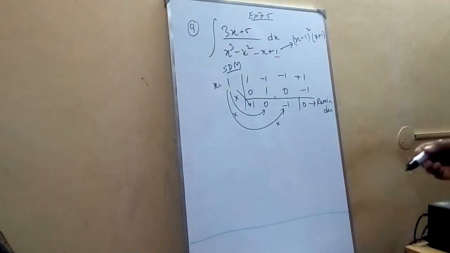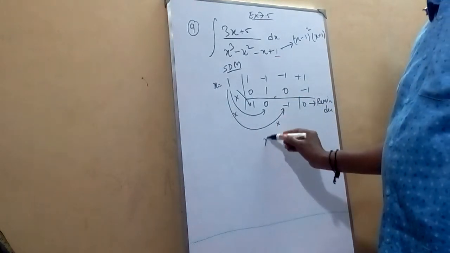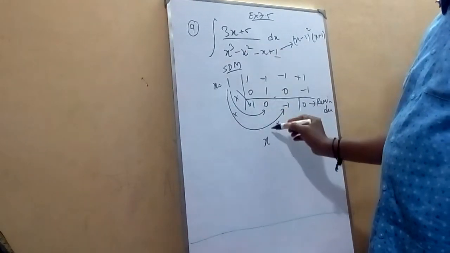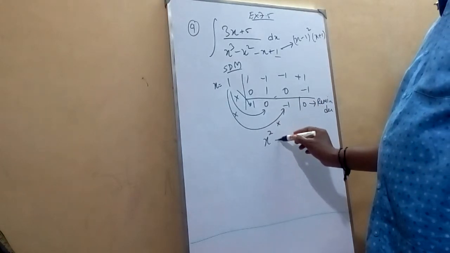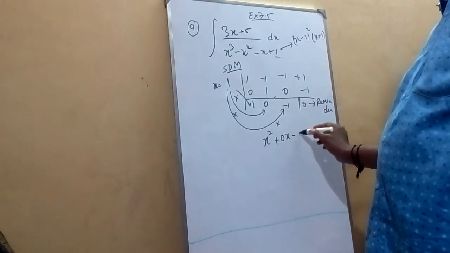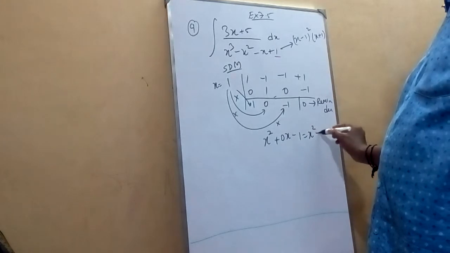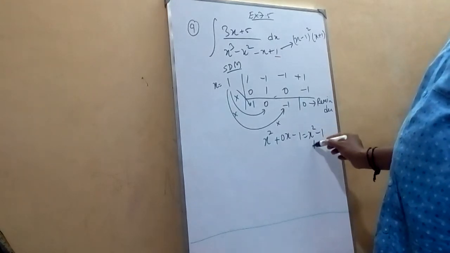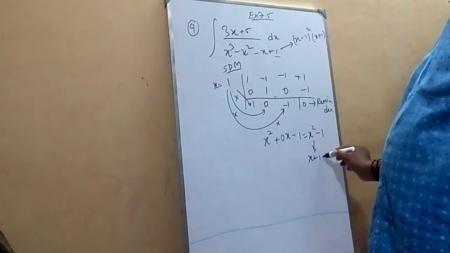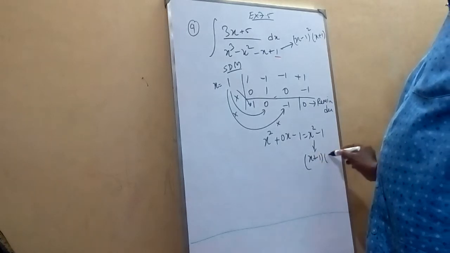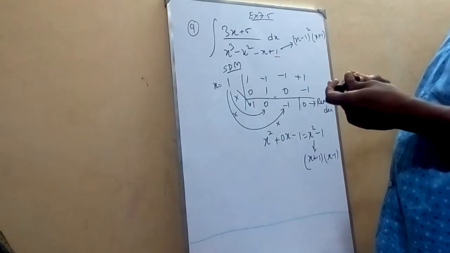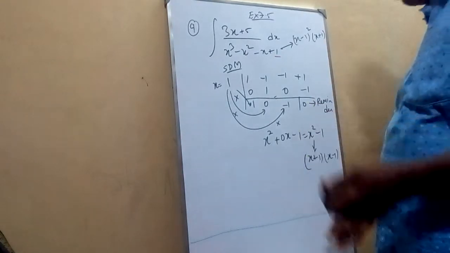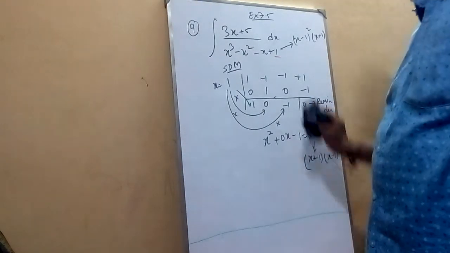the quotient comes like this, with power one less than x cube, so it is x square plus 0x minus 1, simply x square minus 1. Now you know this is x plus 1 and x minus 1. That's all. This is called the synthetic division method, doing like this. If you don't understand, please rewind and see it again.